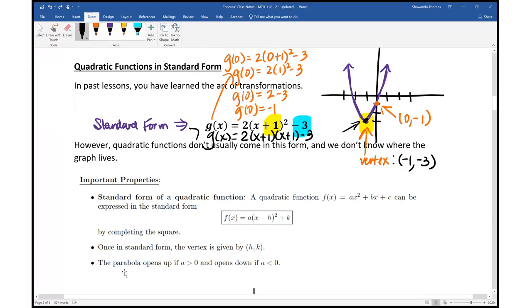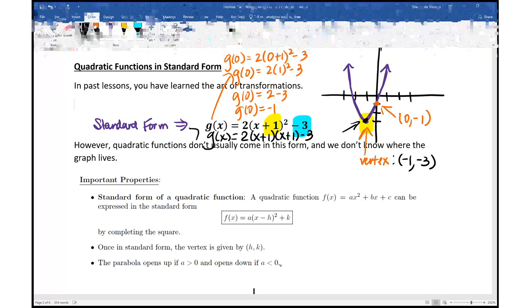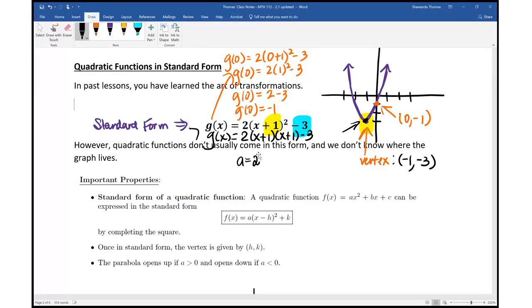The parabola opens up if a is greater than 0. So what is a here? The leading coefficient. If a is positive, that's what it's saying, a is greater than 0, our parabola opens up. And if it opens down, that means our leading coefficient must have been negative. Above, our leading coefficient was 2. Therefore, that's why our parabola opened up.